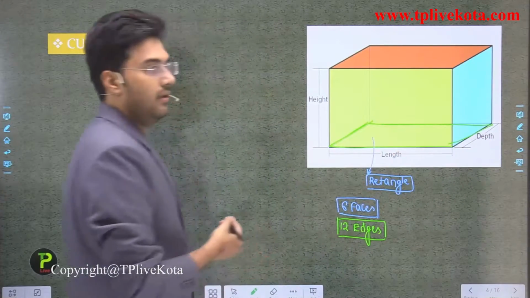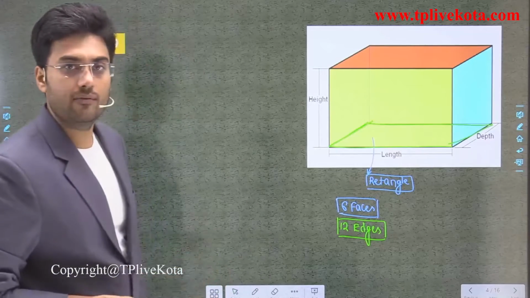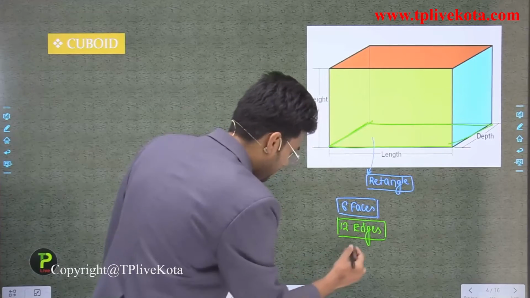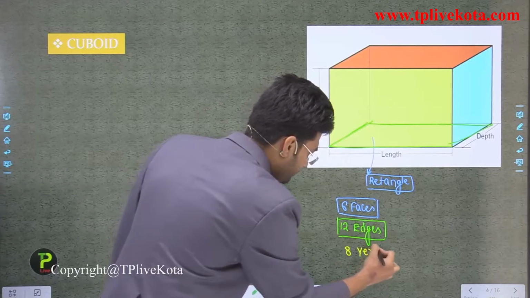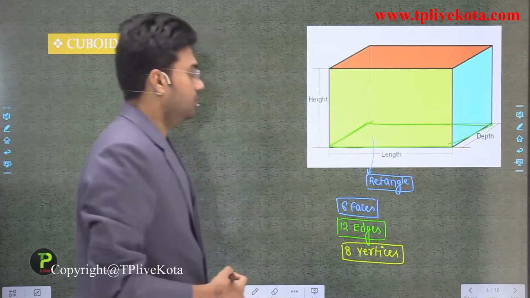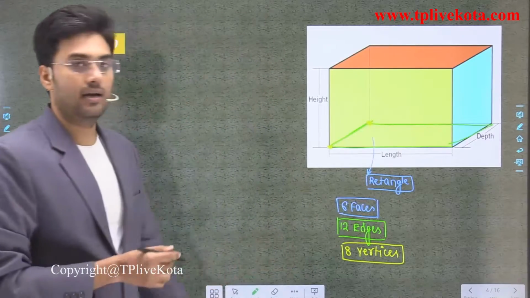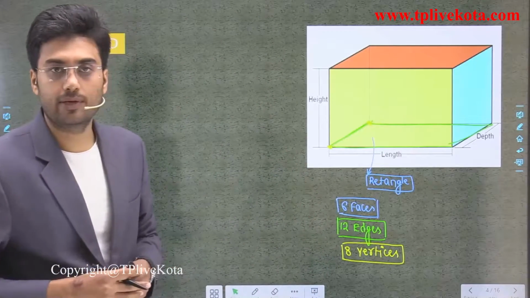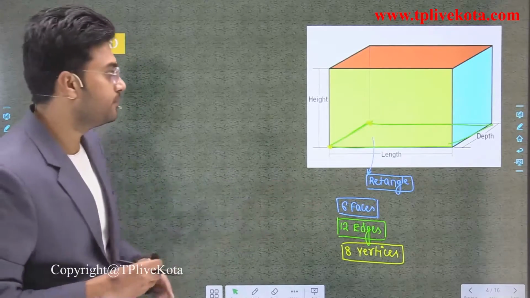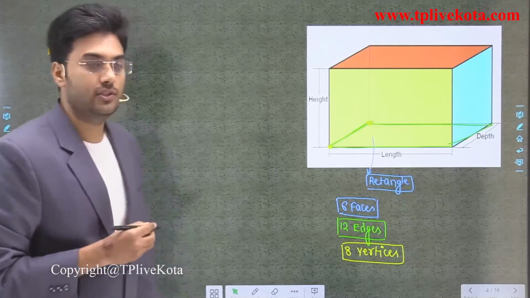And if you talk about the vertices, then how many vertices do we have in a cuboid? We have 12 vertices. Sorry, it is 8 vertices. So these are the vertices, the end points of edges, for this cuboid. Clear? So in this we have 6 faces, 12 edges and 8 vertices. Clear? Now first of all let's calculate the total length of edges.